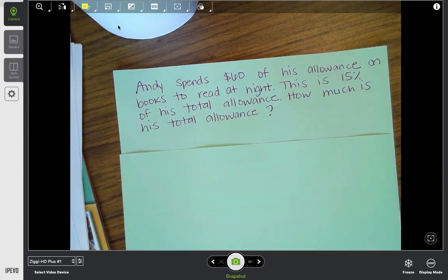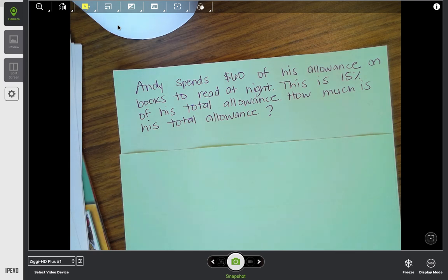Remember that you can pause this video, you can rewatch parts of it to help guide you as you are working your actual problems that have been assigned. This one says, Andy spends $60 of his allowance on books to read at night. This is 15% of his total allowance. How much is his total allowance?